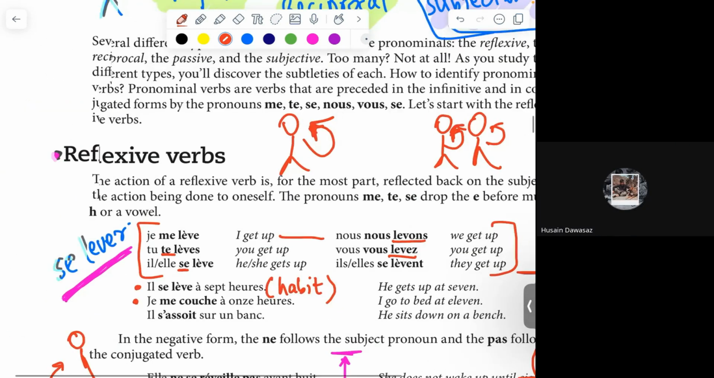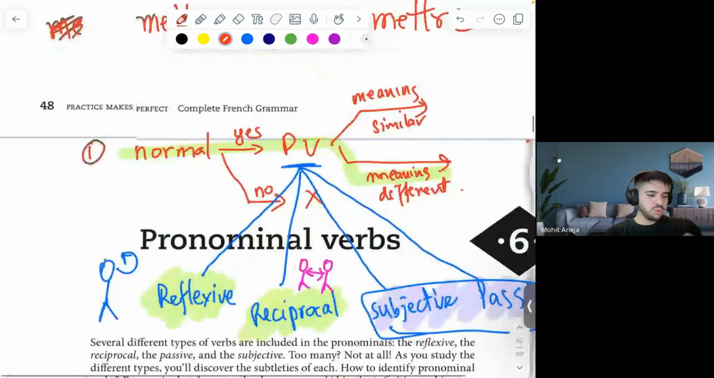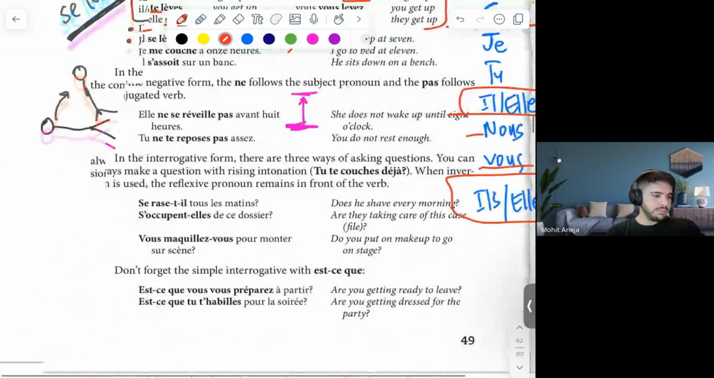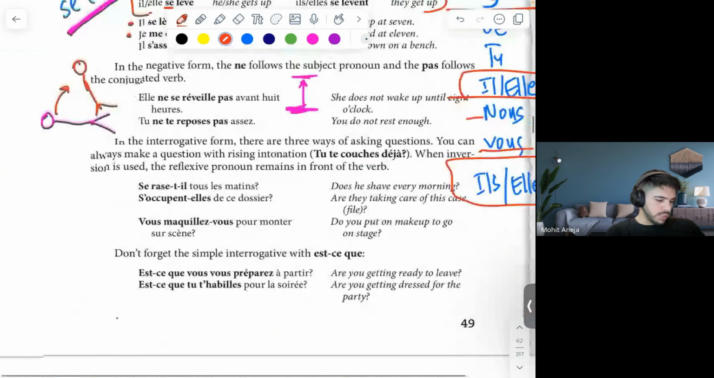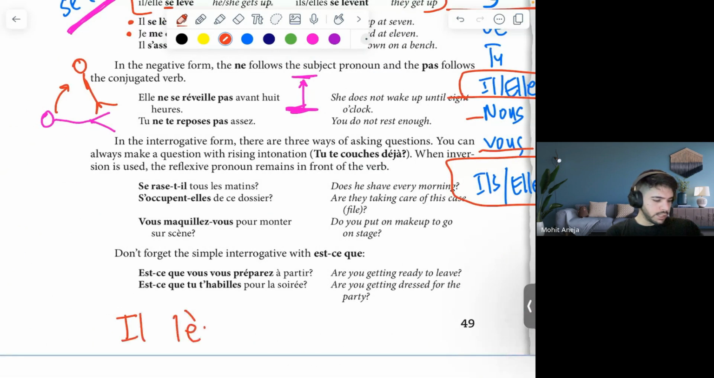Okay. Here, let's do two more sentences which look very similar to these. You will understand this sentence better if I write this.